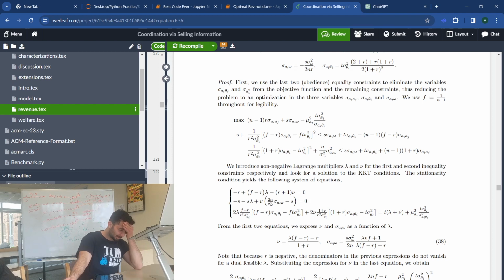Am I doing the right thing though? Where is nu coming from? Sigma AI omega gives us this. Exactly. So sigma AI theta I gives us the last one. And okay.